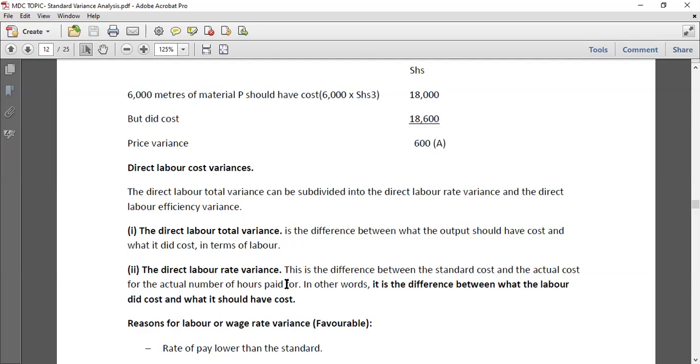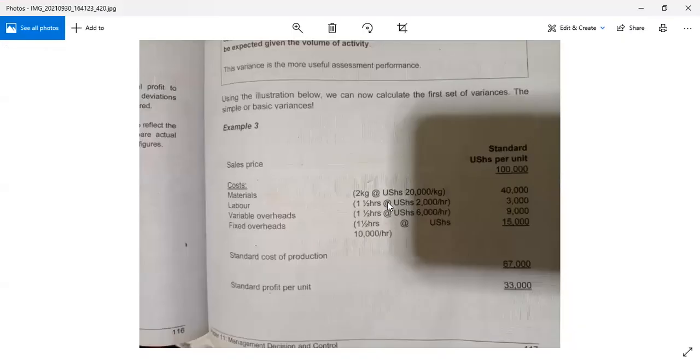So we're able to find what exactly happened, what was actually paid for. Definitely before that, we'll come here and see our labor. If, for example, we are looking at the labor rate variance, as you can see, 1.5 hours is at UGX 2,000 shillings per hour. So we have 2,000 shillings per hour, so look for how many actual hours were used.